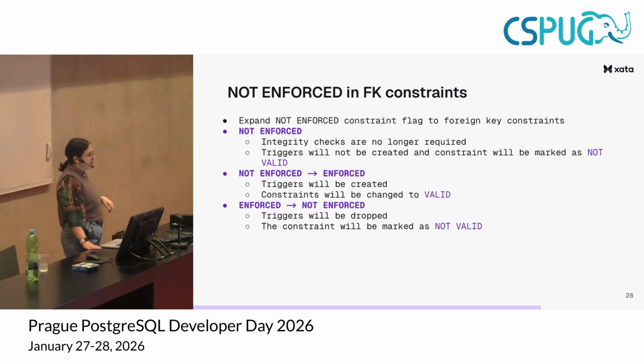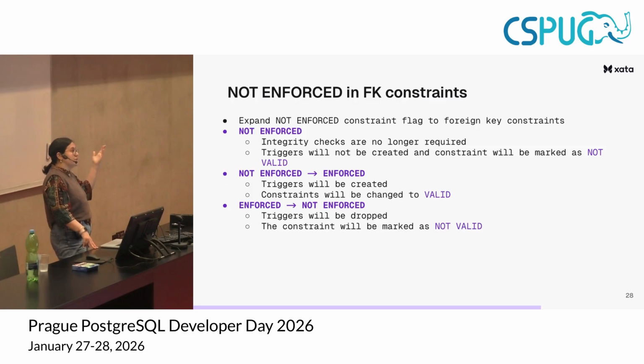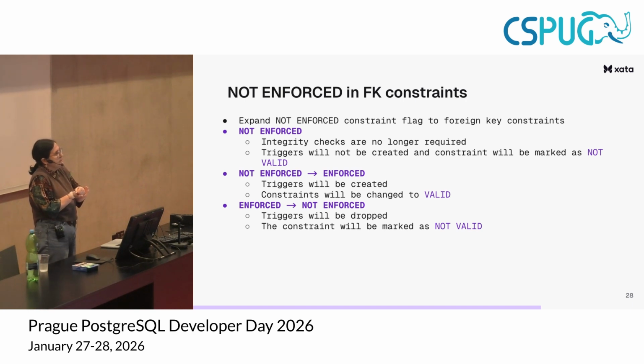What is better in the evolution is the not enforced concept for foreign keys, because you can defer the validation until later. That's important for foreign keys for sure. So if you create a foreign key as not enforced, what does it do? For every foreign key, there are triggers created in the background. If you create it as not enforced, there is no integrity check at that point. So you have a foreign key, but you actually don't have the foreign key. It is marked as not valid. But you can change from not enforced to enforced. Then the missing triggers are added and the constraint is changed to valid. That triggers a validation.